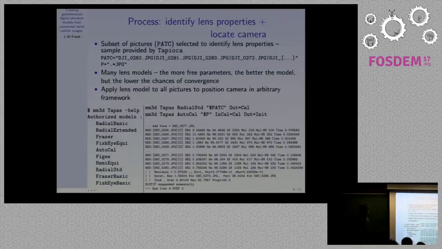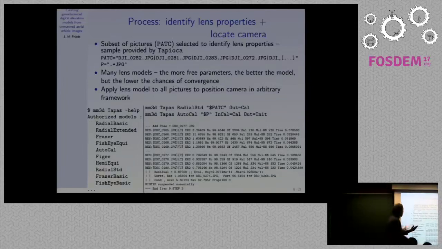Next step, we need to model the lens. We have a UAV. I bought a cheap toy. I have no characteristics of my lenses. So the system can automatically generate a model of your lens. I don't have nice illustrations, so what I used is this slide to show you how you can help yourself with MicMac when you don't know how to do things. The tool for finding lens properties is Tapas. So we asked MicMac to run the Tapas tool, and with the help, we have a list of all possible lens models. Of course, the more complex the model is, the better the modeling of the lens properties, but the more difficult it is to make it converge.